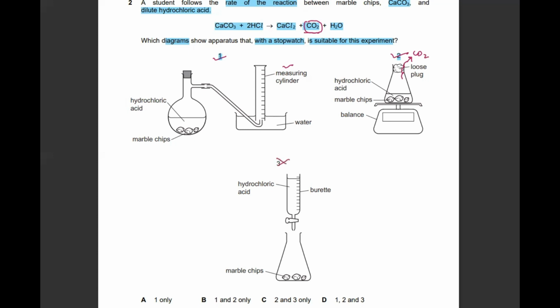But for experiment 3, which is a clear-cut apparatus setup for the titration experiment, we don't have to measure anything against time. So for experiment 3, we don't require the stopwatch. So we'll be needing the stopwatch for experiment 1 and for experiment 2. So let's see which is the correct option for 1 and 2 only. Our correct option is going to be B.